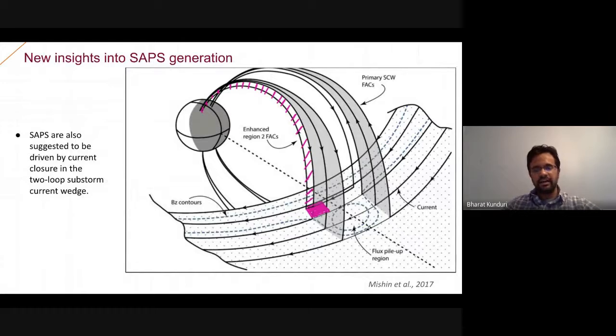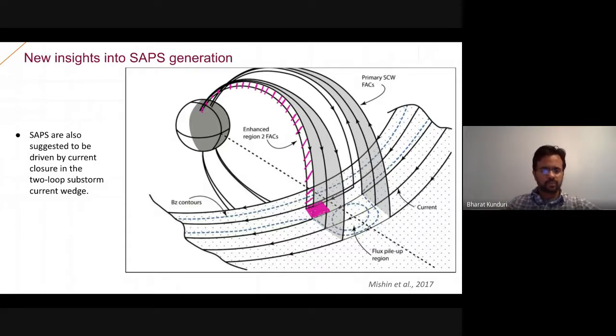More recently, several newer insights into SAPS have been developed. I'm going to present one of those studies. This is by Dr. Evgeny Mishin, published back in 2017. His suggestion was that instead of current closure between region 2 and region 1 field aligned current systems, current closure between the 2-loop substorm current wedge could be driving SAPS.